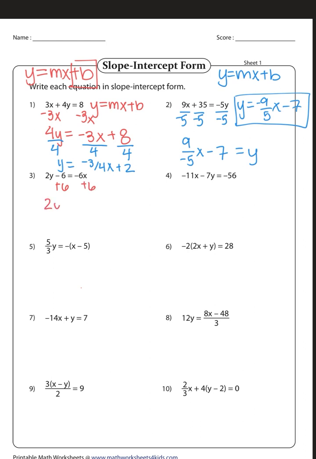So we have 2y is equal to negative 6x plus 6. Are we done? Not quite, right? Because we still have the 2 coefficient by y. So we divide by 2. So 2 divided by 2, and we get y is equal to negative 3x plus 3.